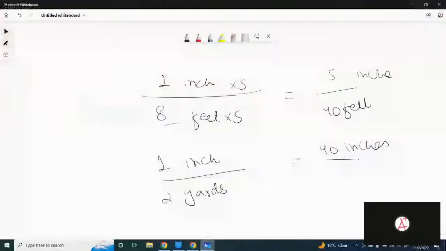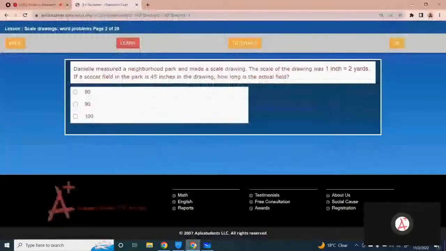Okay, so now you have to make 40. So 1 times what number makes 40? 1 times 40 makes 40. You have to multiply the numerator and the denominator by 40. So it would be 40 times 2, which is 80 yards. Got it? If it is 40 inches on the scale, then originally it is 80 yards. So the correct option is 80. Just select the correct option, click on the OK button.